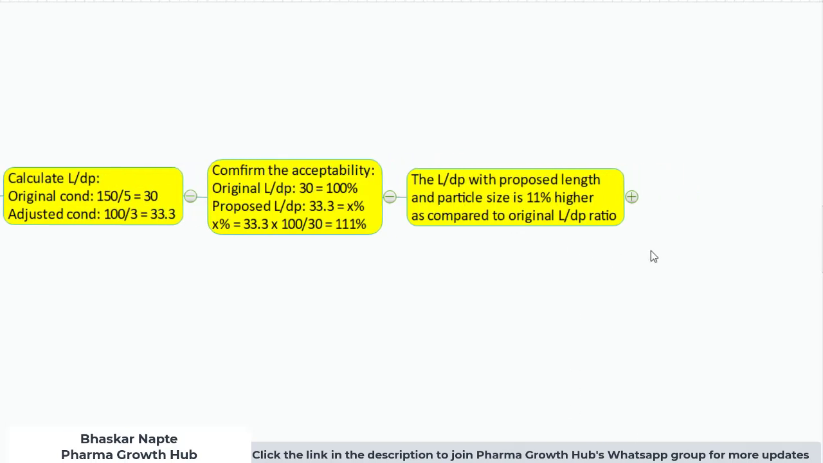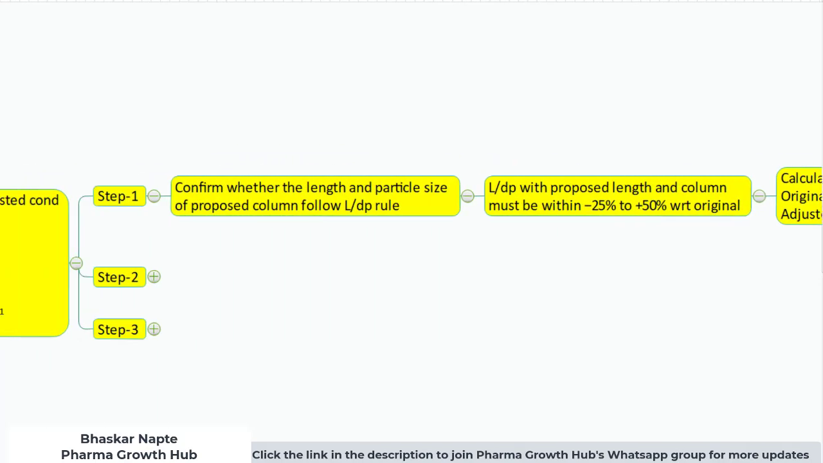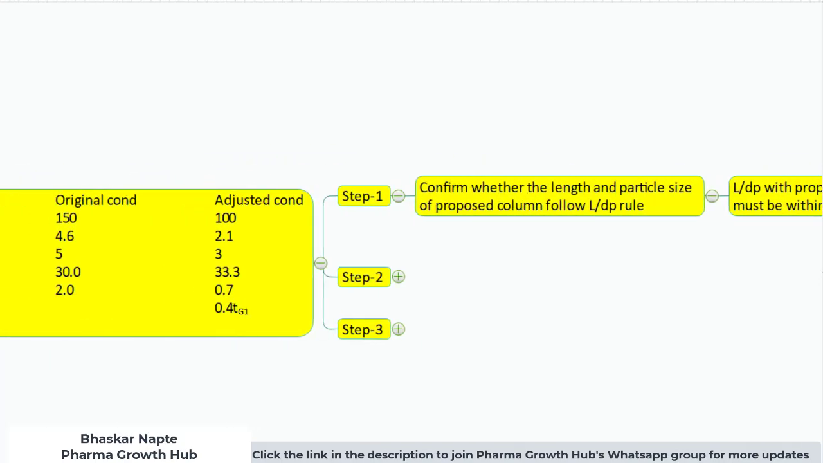So is it acceptable? It meets the requirement because it still falls within the window of minus 25% to plus 50%, and hence the proposed change in the column length and particle size should be accepted as per USP General Chapter 621.